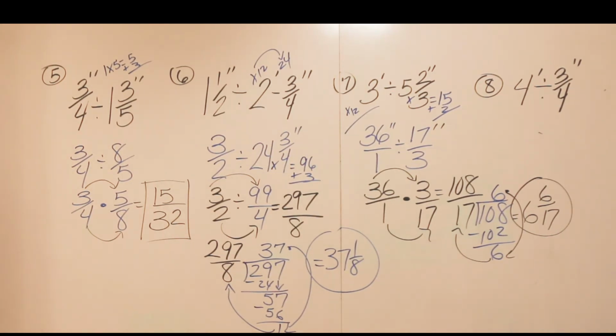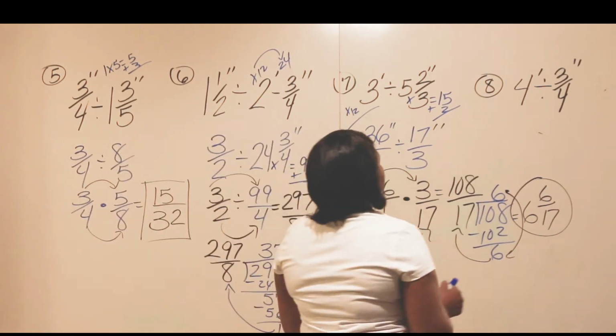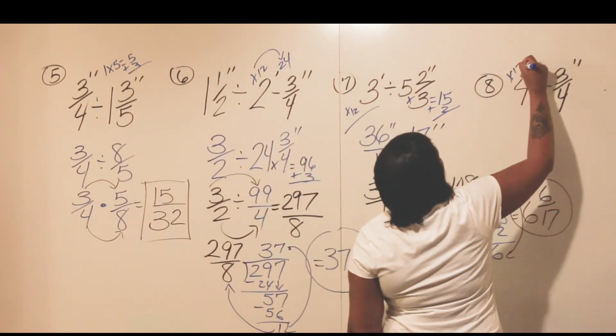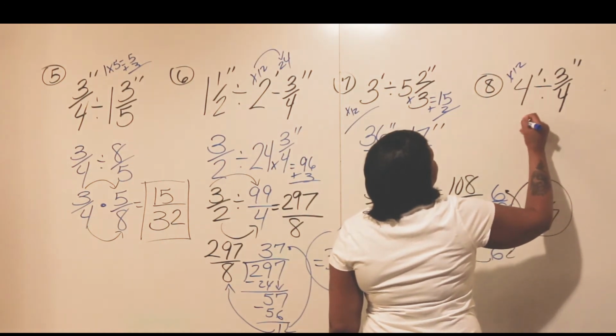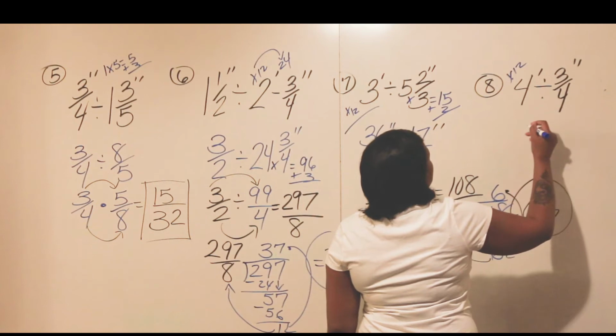Let's look at number 8. We got 4 feet divided by 3/4 inches. We know a measurement divided by a measurement is going to equal a number. However, before we drop the measurements, they have to be the same. So we convert feet to inches when necessary, and it's so necessary. So 12 times 4 is 48.